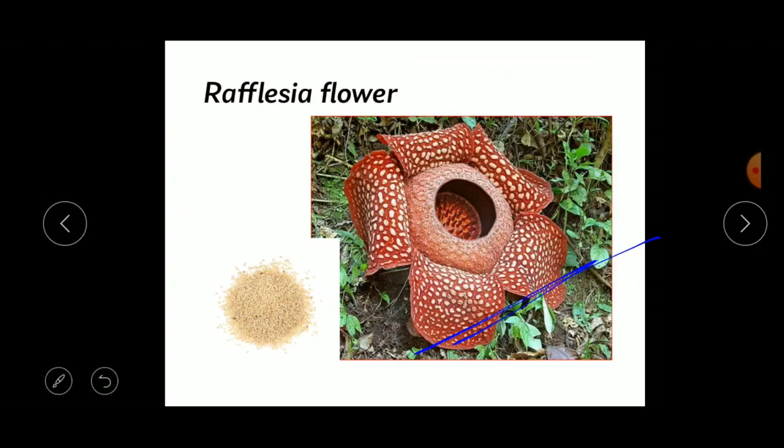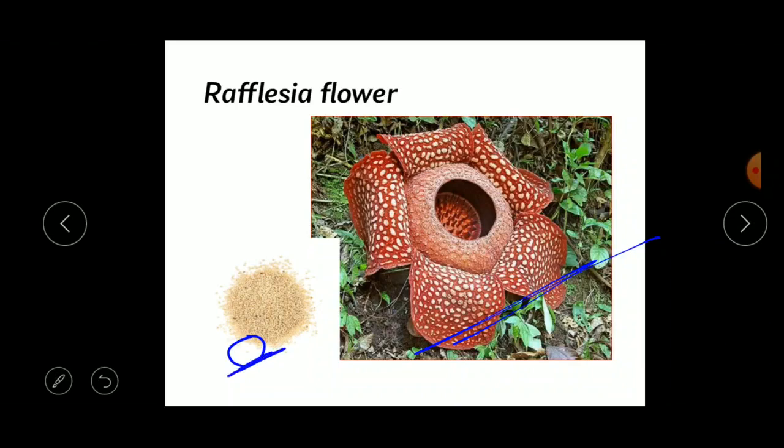Here you can see this is a poppy, right? Can you see this small seed here, one seed? The seed of this Rafflesia flower is as small as a poppy seed, and this flower has a very bad smell. Okay, it smells very bad.